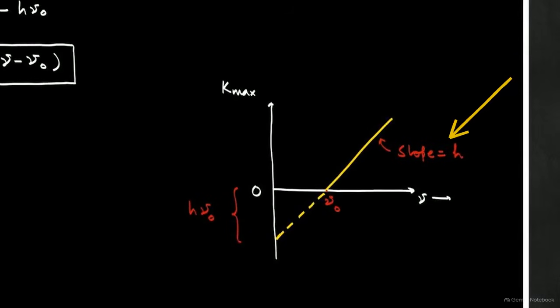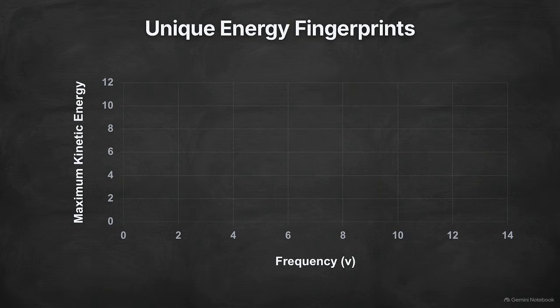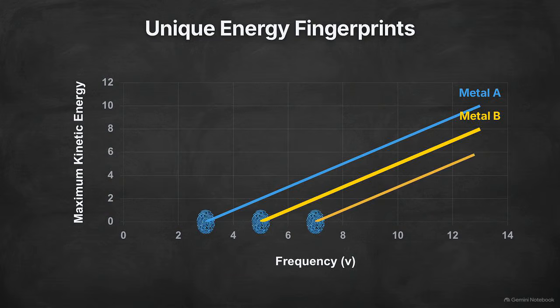Because Planck's constant never changes, if you graphed the threshold frequencies of completely different metals, they would all produce perfectly parallel lines. Graphing the data like this gives us an immediate visual fingerprint of any metal's unique energy toll.